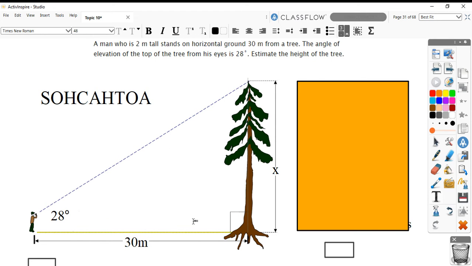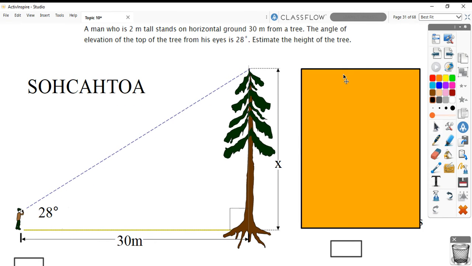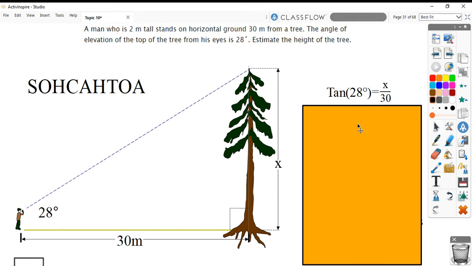So when we look at this problem, we have information about the adjacent side, and we're looking for the opposite side. The opposite and adjacent are together in this last chunk, TOA, tripping on acid. That's tangent, opposite, adjacent. So our tangent equation is always going to look the same: tangent of the angle equals the opposite side divided by the adjacent side. So tangent of 28 degrees equals the opposite side, x, divided by the adjacent side, 30.